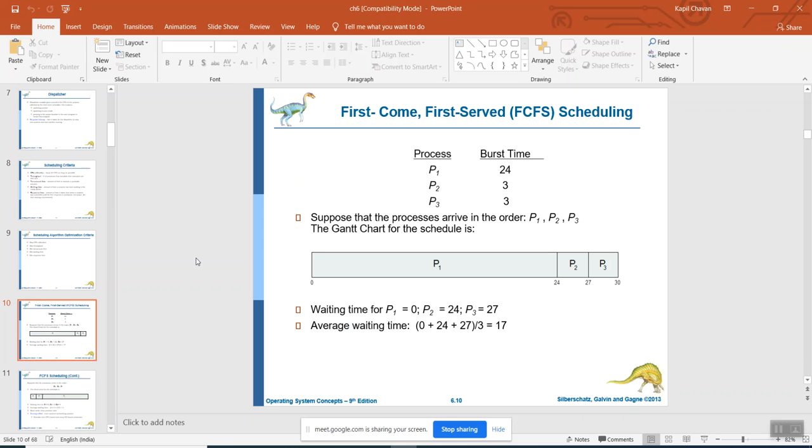So we will go to the first scheduling algorithm, which is first come first serve. That is the simple algorithm, the FCFS scheduling.